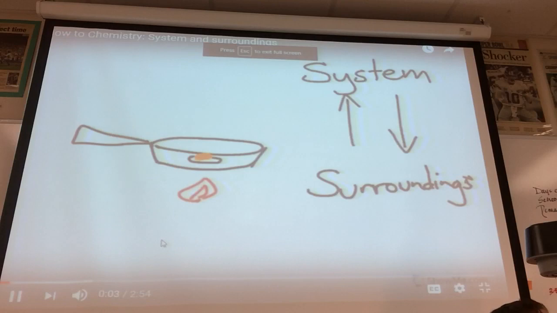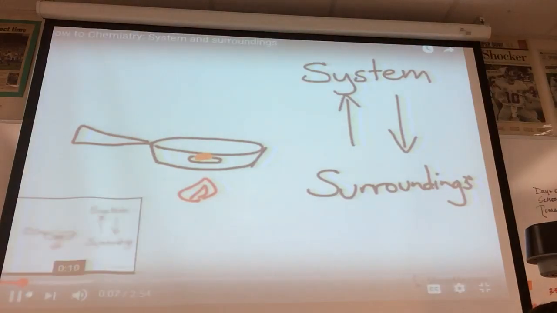Hello, welcome back to Thermo. Today we're going to take a look at what the system is and what the surroundings are for any chemical reaction that we're going to be doing. So the system plus the surroundings together make up the universe. The system is what you are studying, typically the chemical reaction. The surroundings are everything outside it.